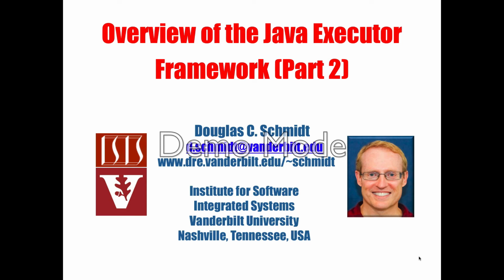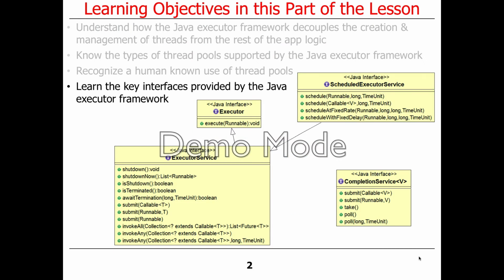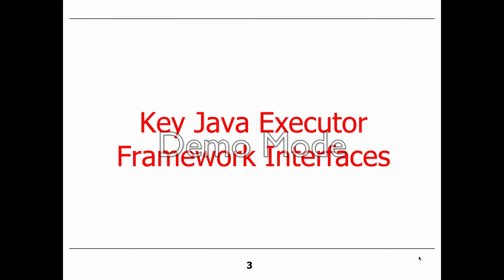So if you recall, last time we had discussed the Java Executor framework, and I talked a little bit about what a thread pool was and said that there were a couple different kinds of thread pools supported in the Executor framework. What we're going to do now is talk about some of the key interfaces that are provided by the Java Executor framework.